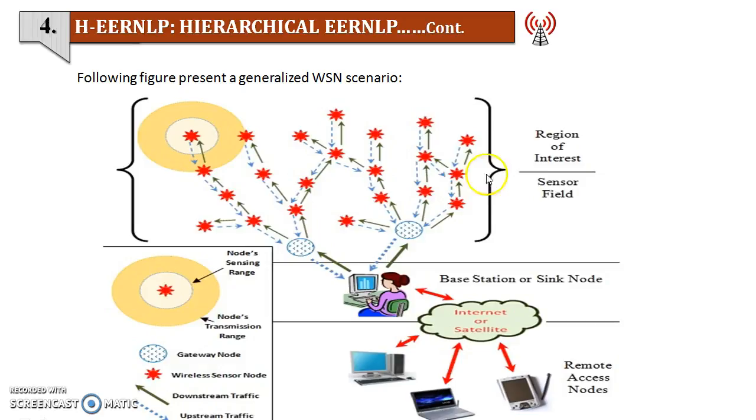This is an abstract view. This is the region of interest or sensor field. This is the node sensing range, node transmission range, gateway nodes, wireless sensor nodes, downstream traffic, upstream traffic. These represent the base station, sink nodes, antenna or satellite. The base station is connected to the internet or satellites, and remote access nodes.